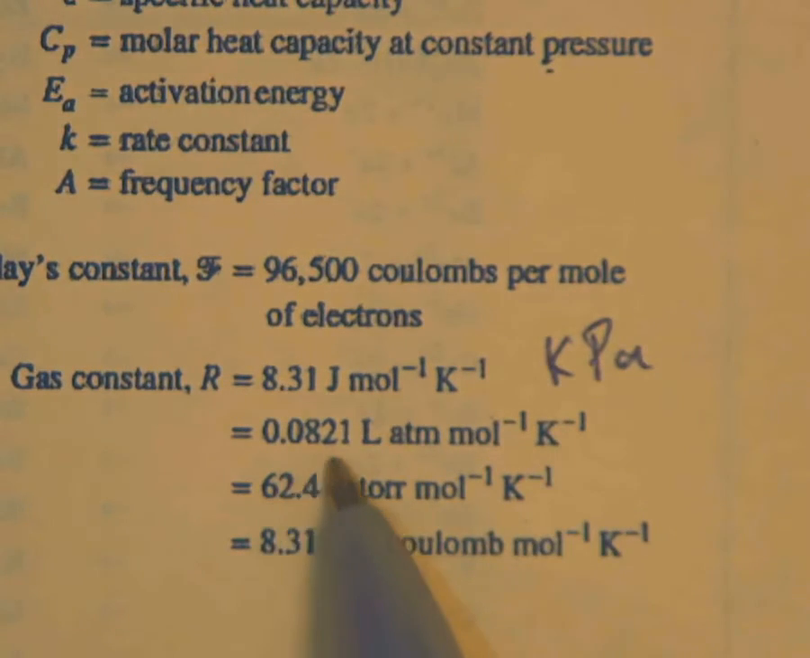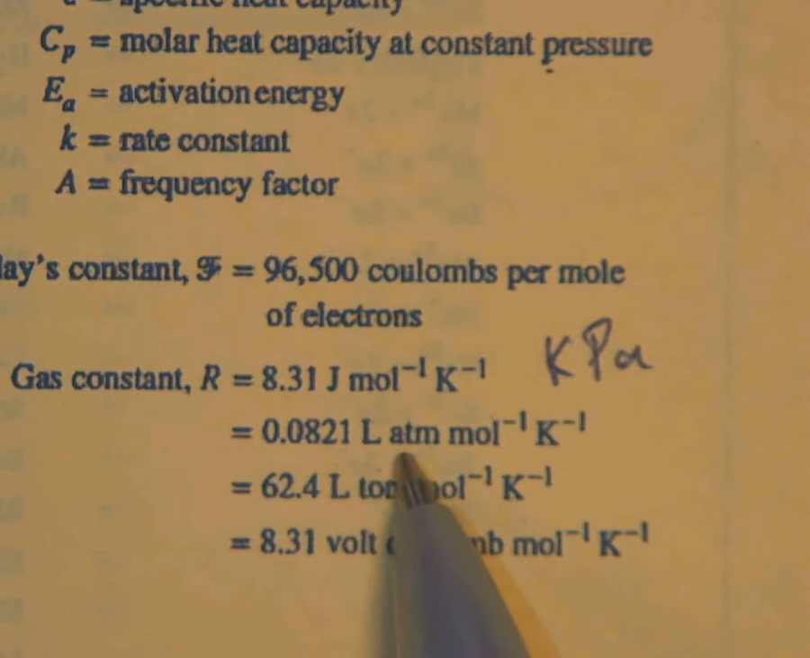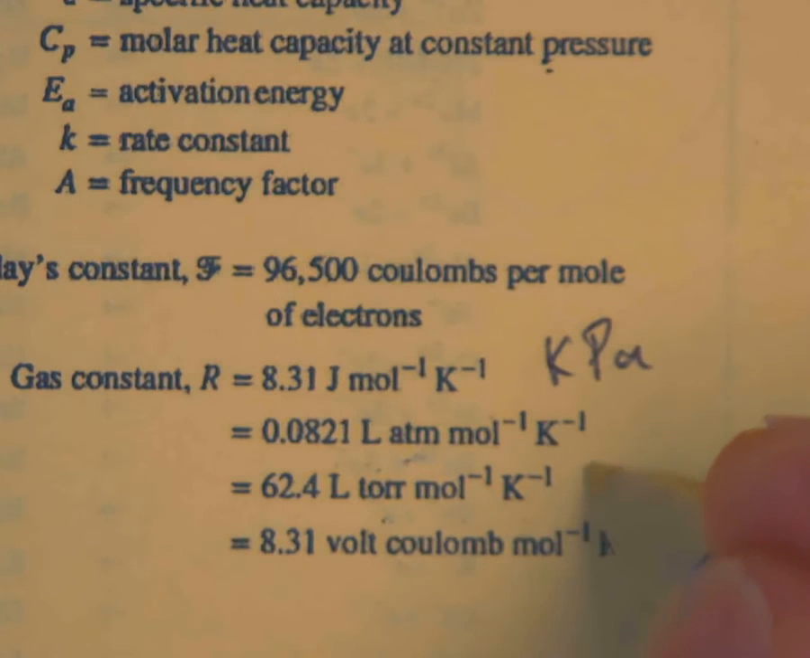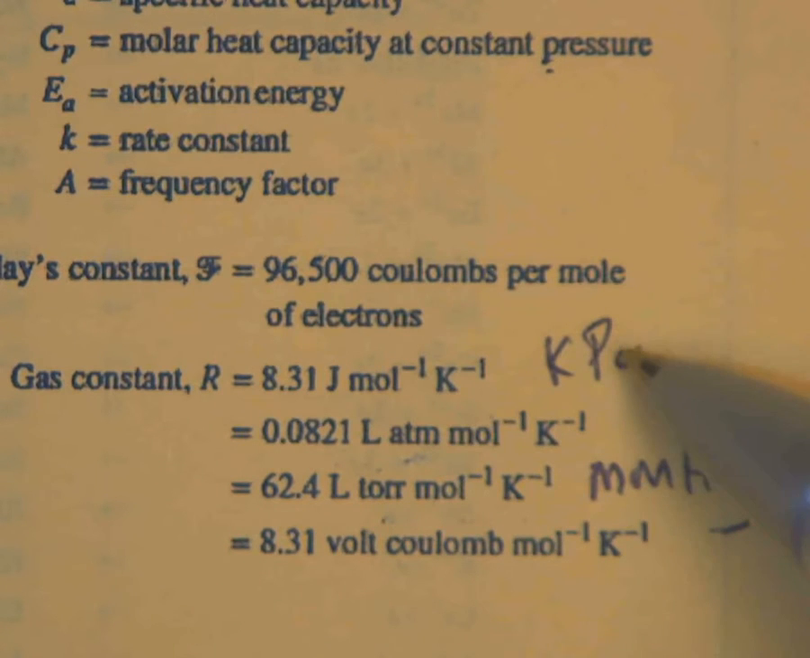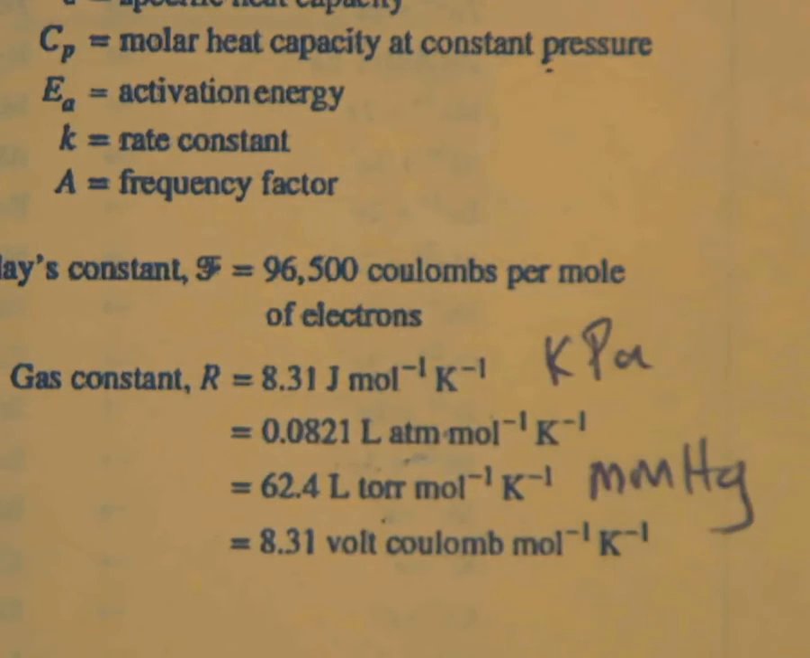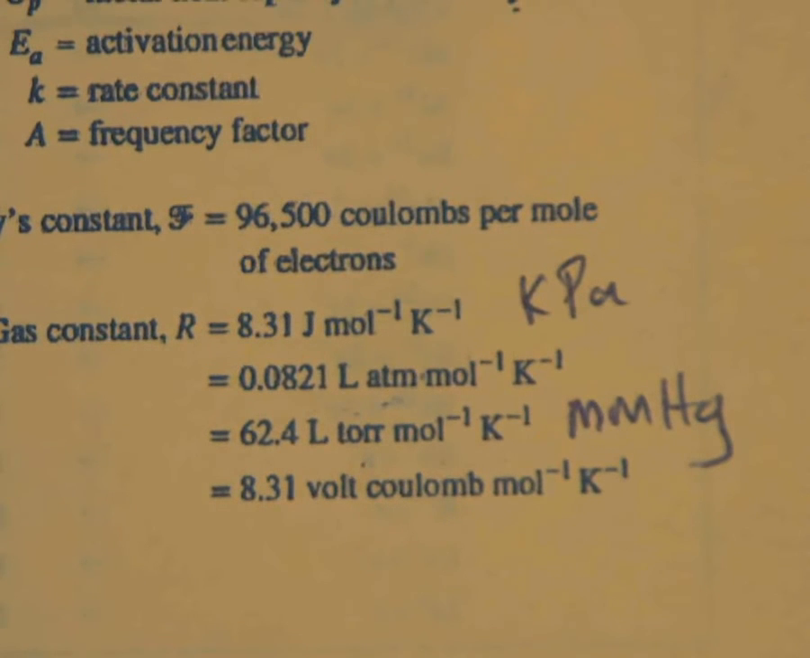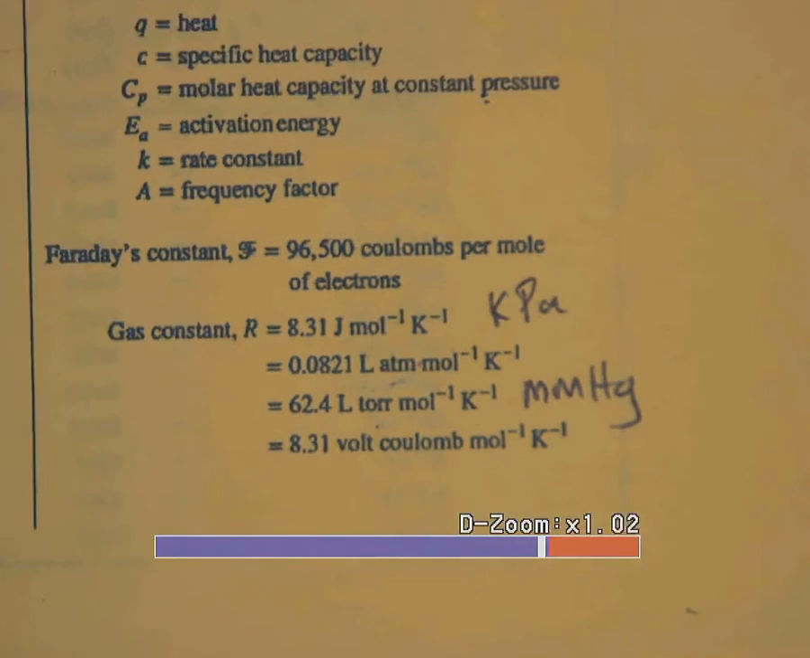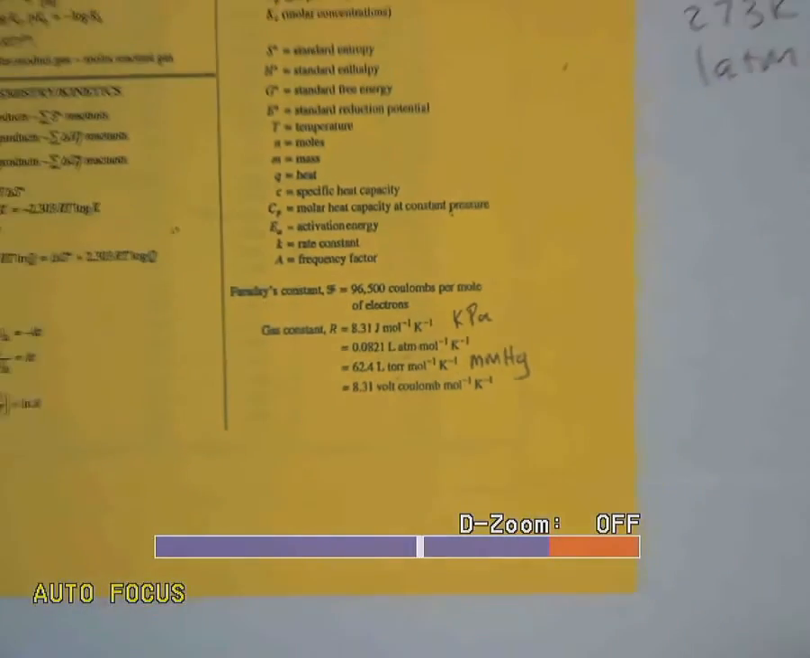This is 0.0821, which is liters atmospheres. So this is the gas constant you would use for atmospheres. And then this is 62.4 liters times torr per mole Kelvin. And this is also the constant you would use if you were in millimeters of mercury. So depending whether it's kilopascals, atmospheres, torr, or millimeters of mercury, there are 3 different gas constants that you don't need to memorize, but you need to know that they exist, so you choose the right one based on the units that they give you in a particular problem.